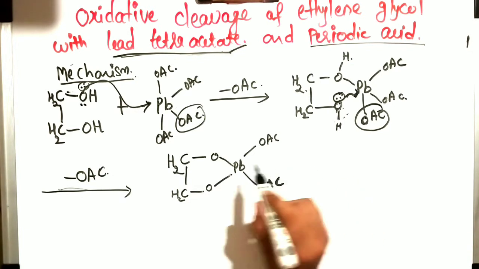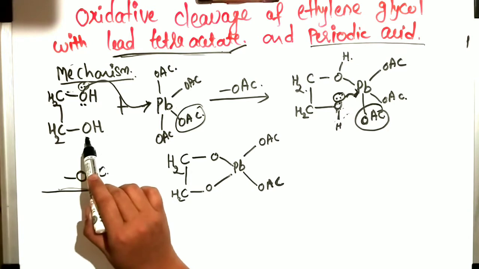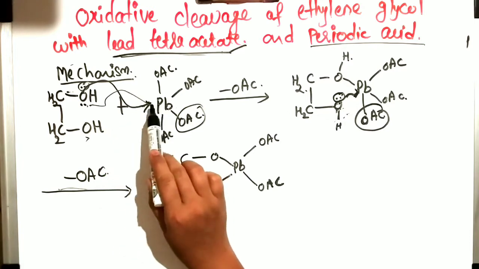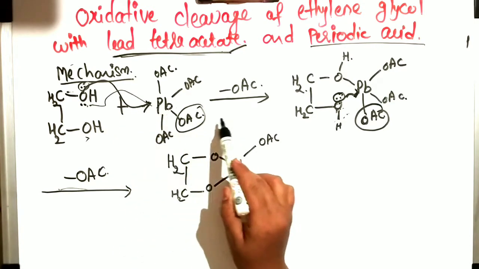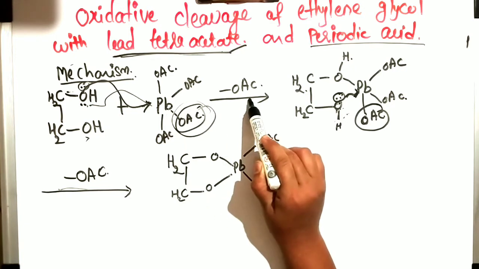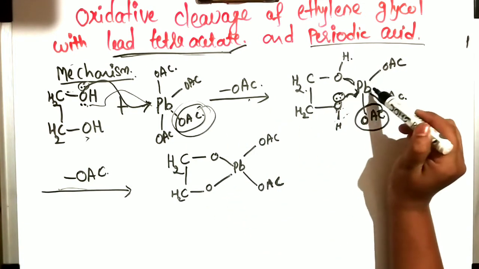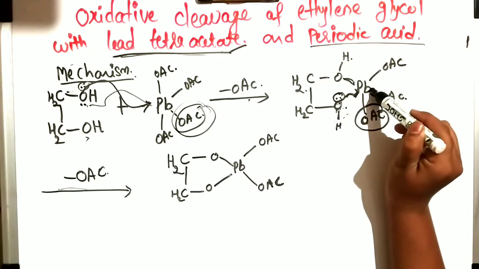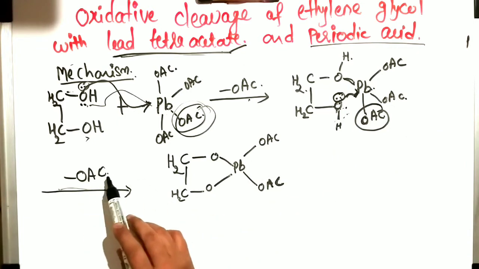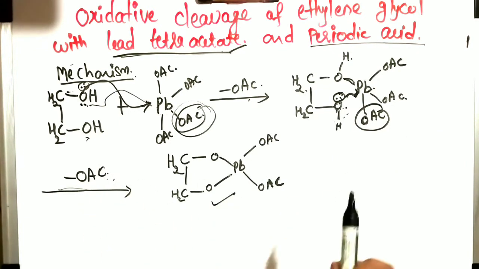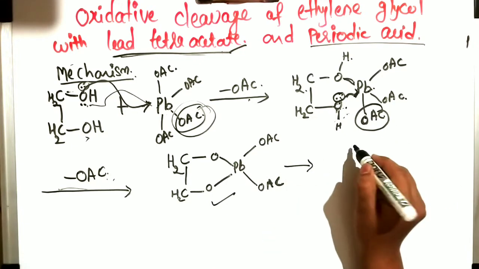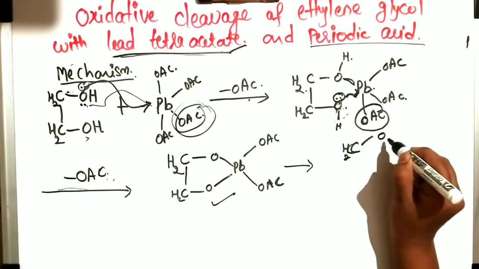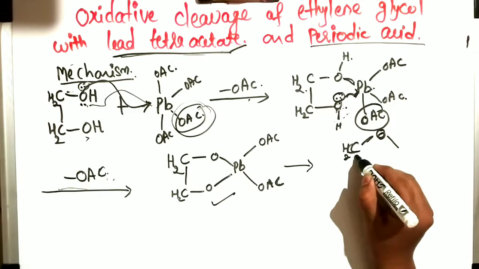I hope you all understood. In the beginning we have ethylene glycol, the oxygen has lone pairs and it will easily attach to the lead. When it attaches to the lead, we lose 1 acetate group. So here 1 oxygen is attached to the lead. Again one more oxygen has a lone pair, it will attach to the lead, and again we lose 1 more acetate group. So we got this form. Again the same process, just a shuffling of the bonding takes place here.